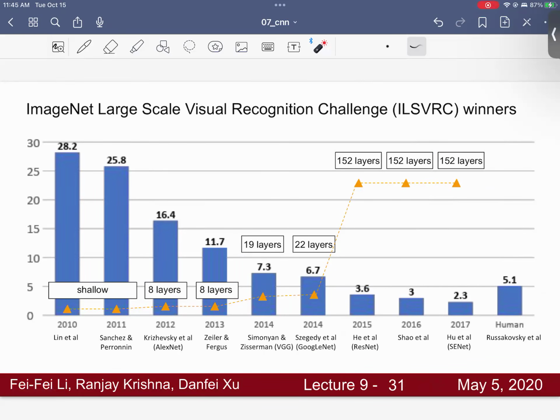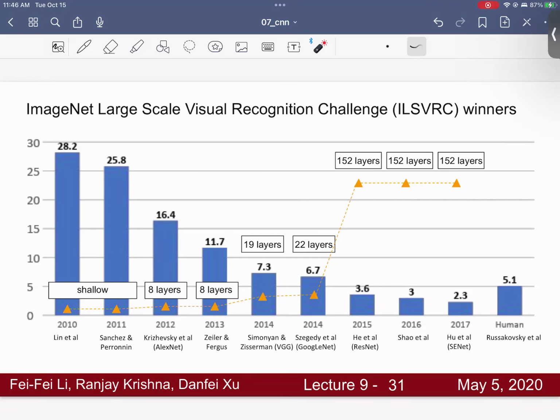This is the ImageNet challenge from 2010 to 2017. The ImageNet challenge is where you need to classify an image into 1,000 different classes. So it's very fine-grained labels, like some breeds of a bird, or some types of animals, or different types of cars. It's a very fine-grained, very challenging data set.